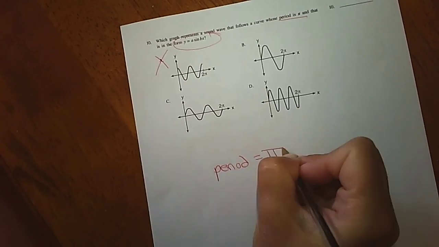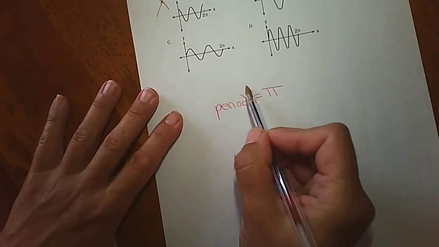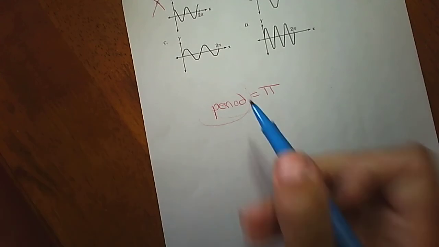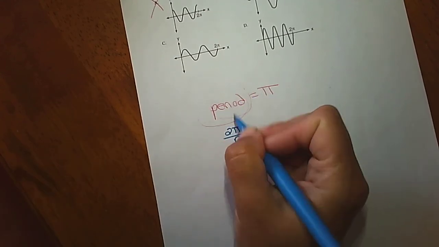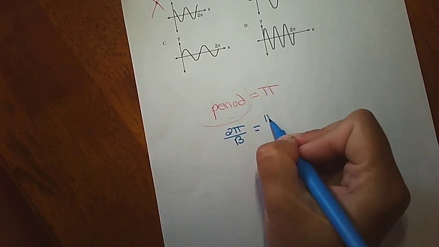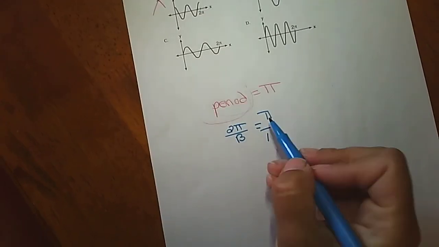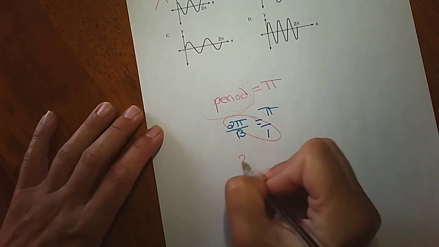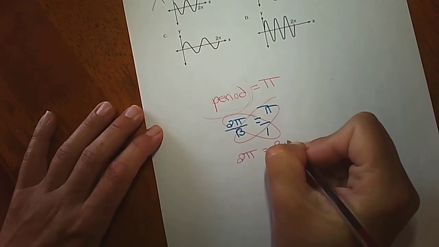Period equals pi. Okay. Now, there's a formula for period. What is it? The formula for period is 2 pi over b. And we know it's got to equal this guy, pi over 1. All right, so what I'm going to do now is cross multiply. This guy times this guy is 2 pi. This guy times this guy is b pi.